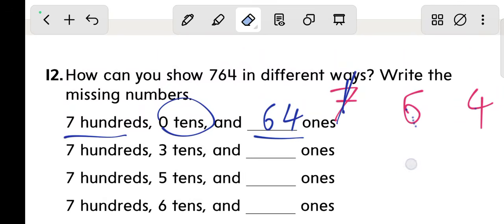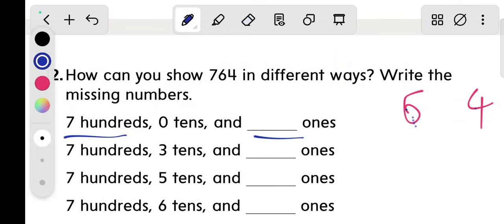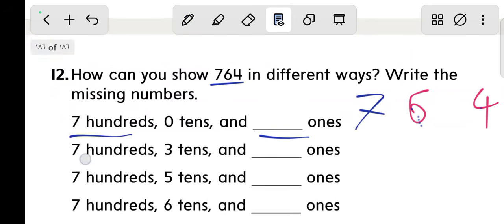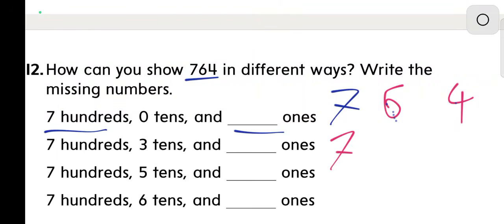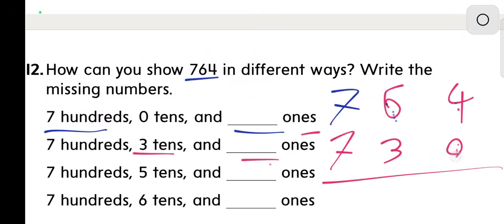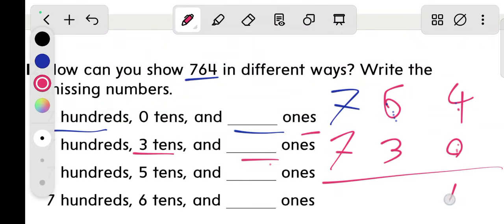Is it hard? Let's check more. He asked us, you have 764. Okay, he says we have 700, so you have to write 700 here. 3 tens, write 3 tens here. So how many ones? Okay, let's consider it's minus. How many ones? We don't have something here, so 4 minus 0 or nothing equals 4. 6 minus 3 equals 3, and 7 minus 7, nothing, so the answer is 34.